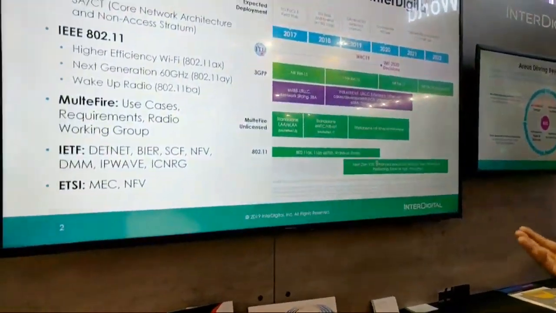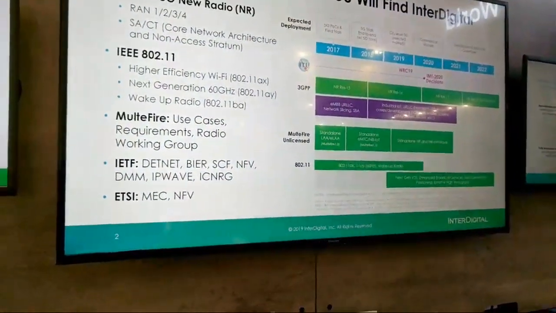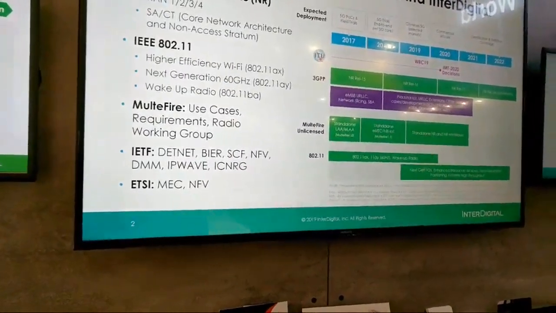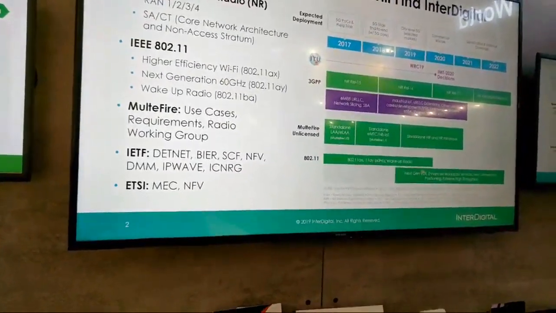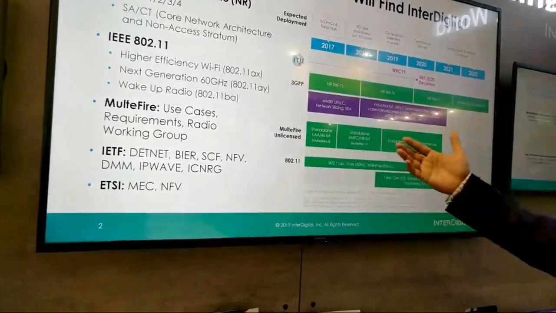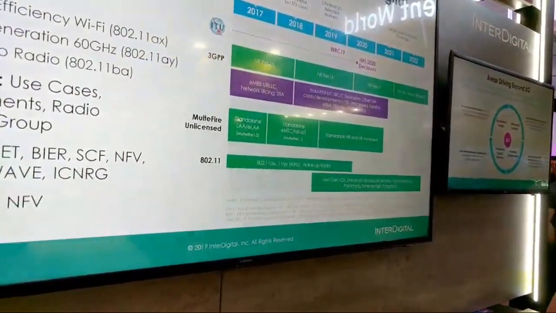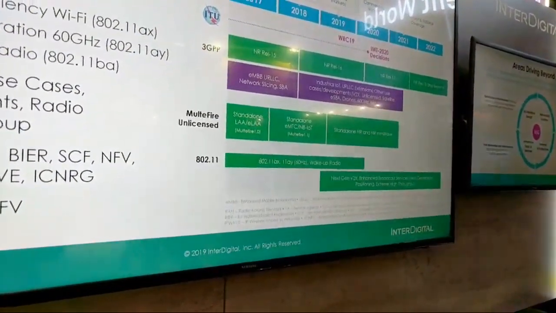We're also very active in MulteFire. MulteFire is doing standalone unlicensed. They've done their work. MulteFire 1.0 does standalone LAA and eLAA. And MulteFire 1.1 covers eMTC and NB-IoT. They're starting to look at standalone NR and NR millimeter wave.